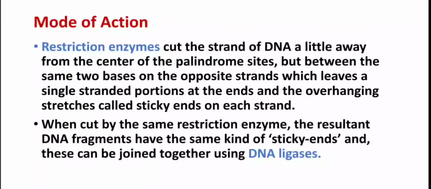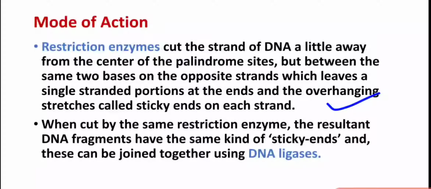Now, what is the mode of action of restriction enzymes? Restriction enzymes cut the DNA a little away from the center of palindromic sites, but between the same two bases on the opposite strand of the DNA, and leave a single stranded portion at the end and an overhanging stretch called sticky end on each strand. Restriction enzymes produce two kinds of cut and result in the formation of two kinds of ends. One is sticky ends, the other one are the blunt ends.